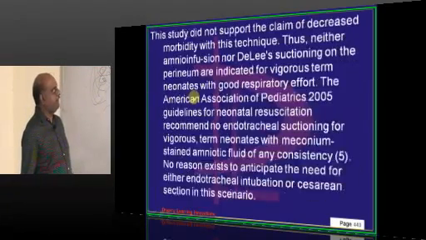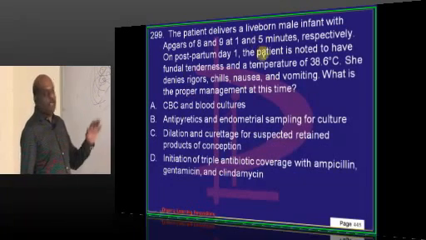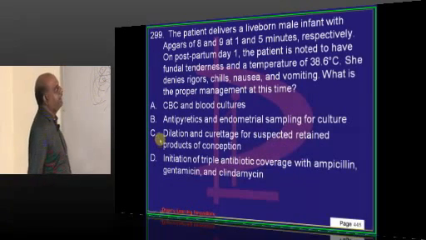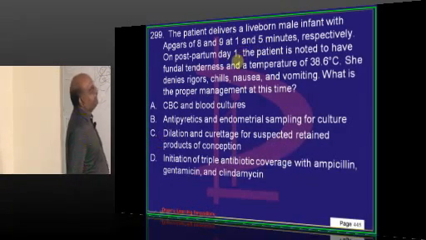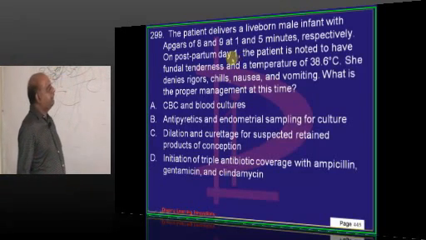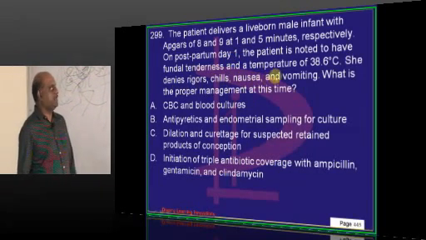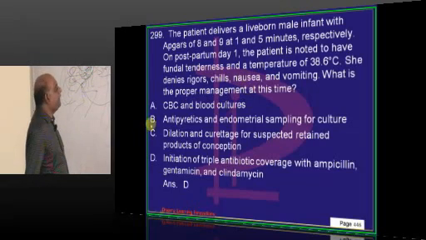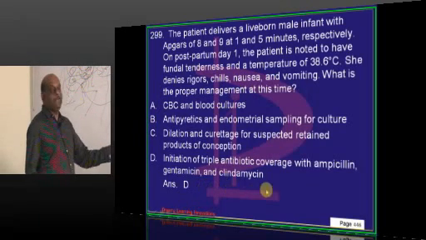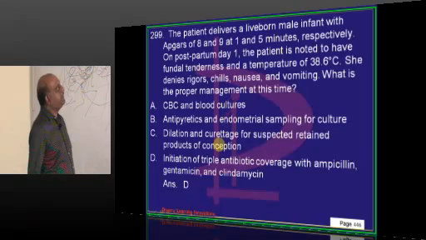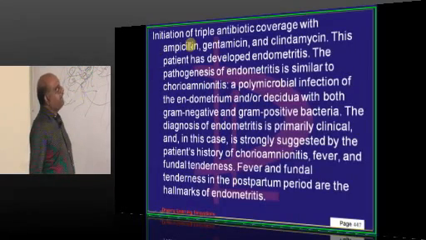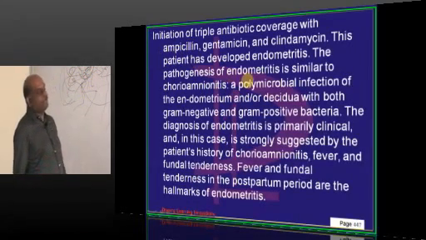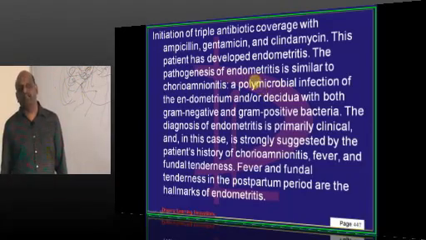I leave the literature for you. Now, a patient delivers a live-born male. Apgar score is given, and she denies any rigors or chills. So what is the proper management in this case? Ampicillin, gentamicin, clindamycin are the ones to be initiated whenever there is development of endometritis as a complication.